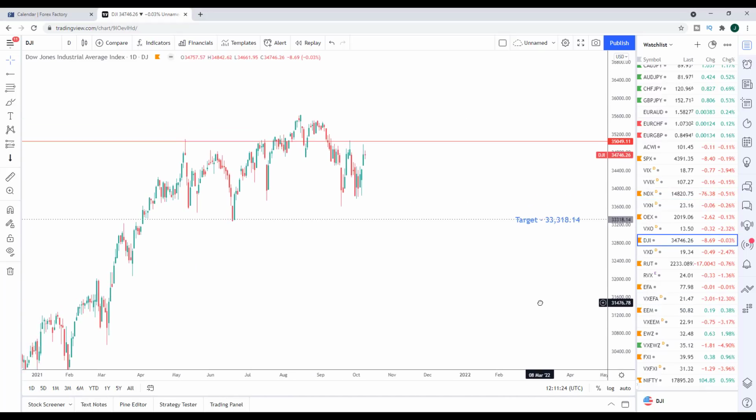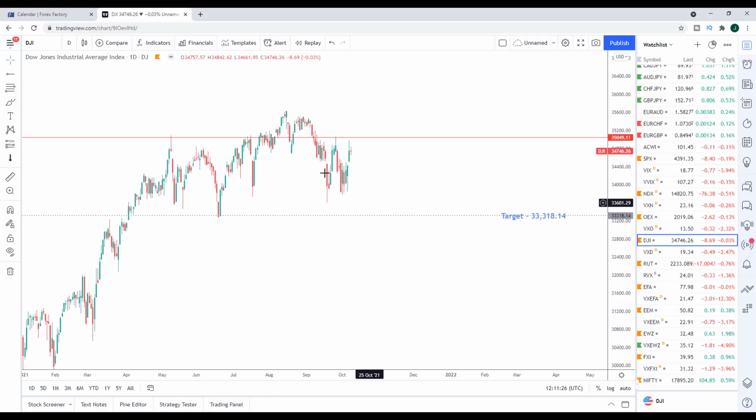Now, the Dow Jones really went nowhere last week. We just started to correct sideways, and we have failed to break the 3504.90, so I'm still currently bearish on the Dow Jones and stocks within this index. Since we pulled back slightly, I would be looking for further declines in this index down to the 33318.14.